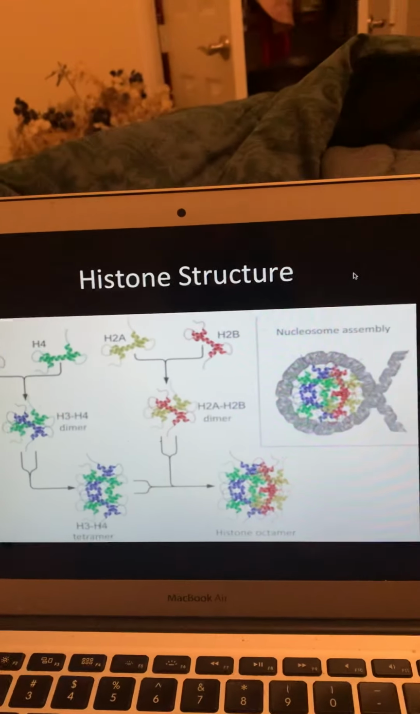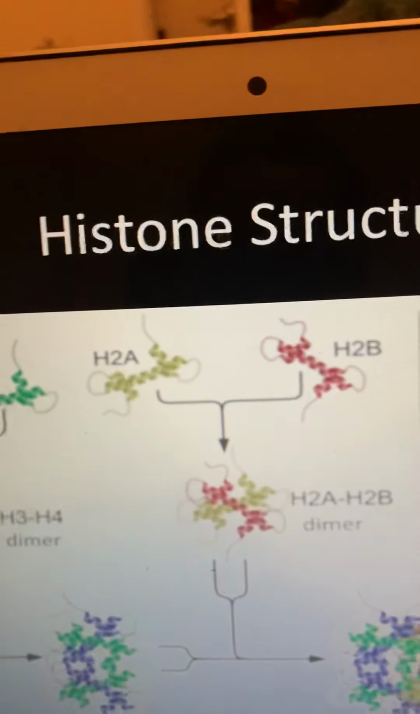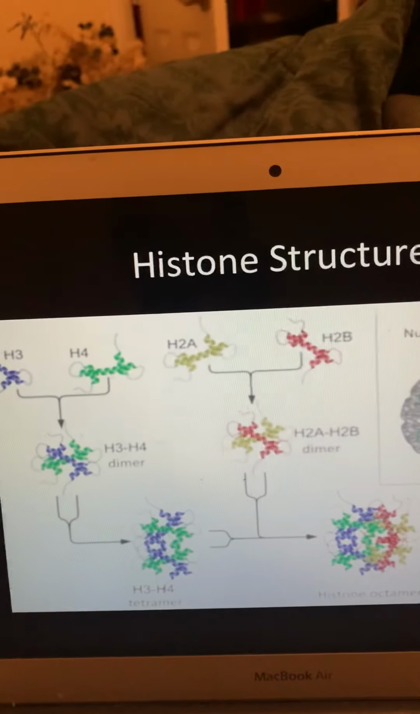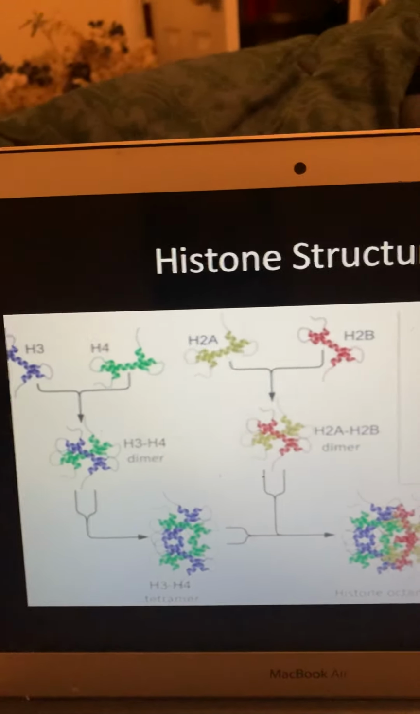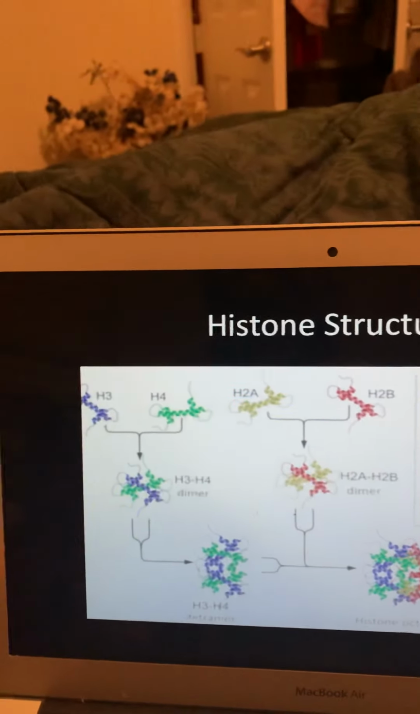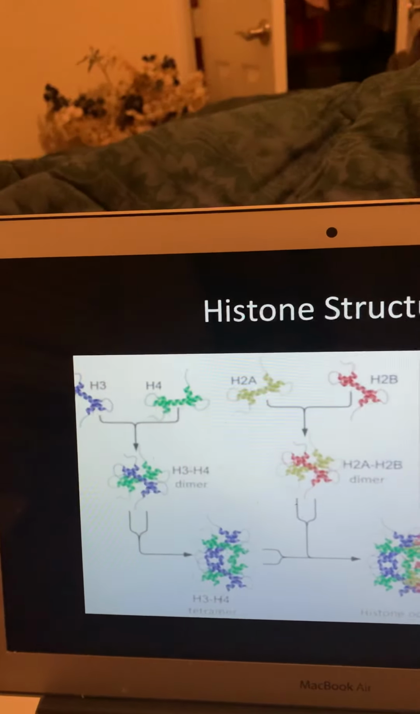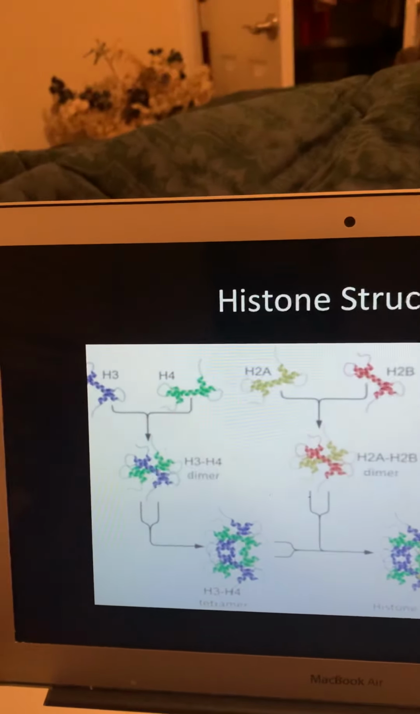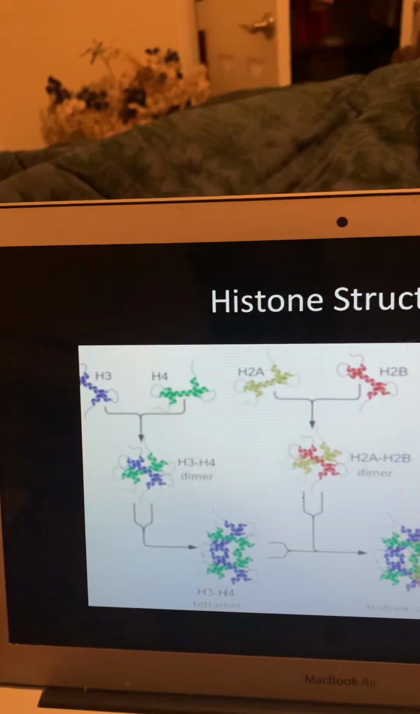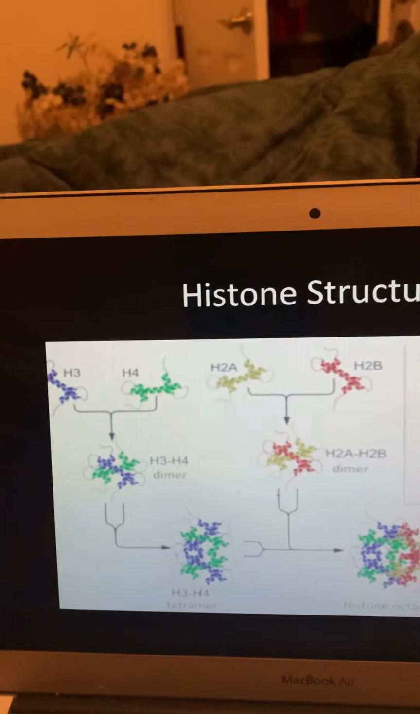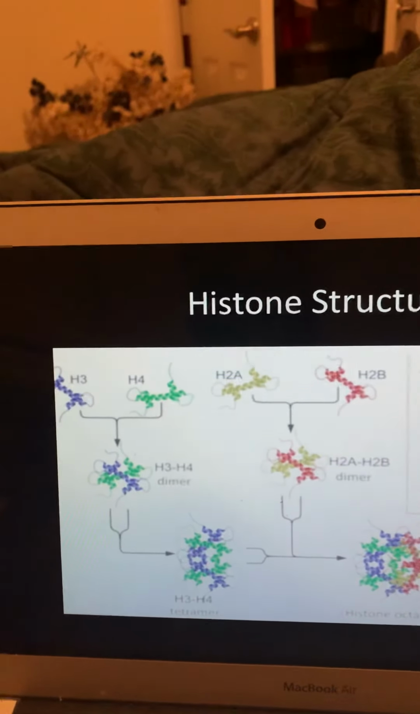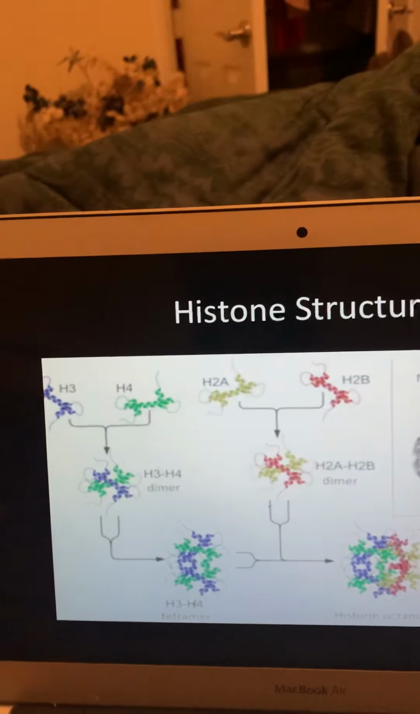Okay, so right here I have the H3, H4, H2A, and H2B, and this is the primary structure of histones up here. These are typically composed of amino acids like arginine, histidine, and lysine, and these amino acids are what allow them to bind to the negatively charged phosphate in the DNA backbone.